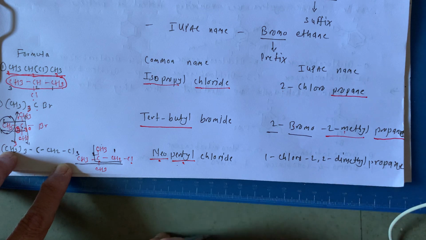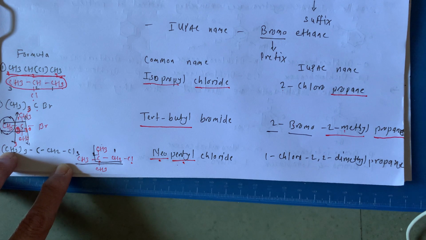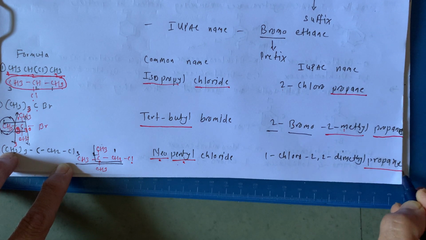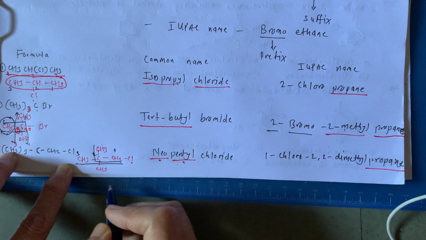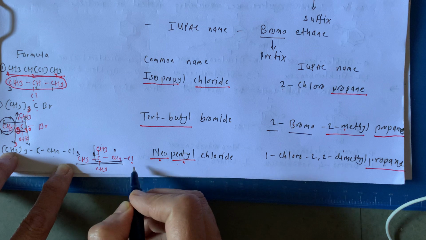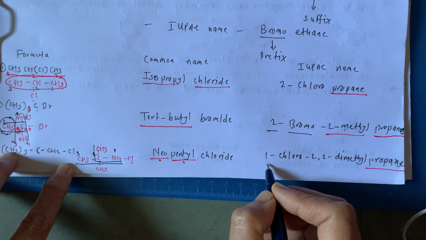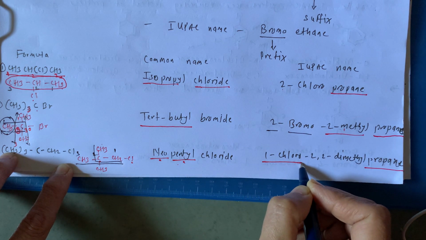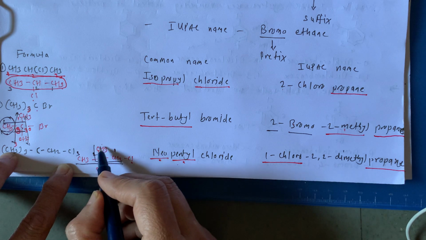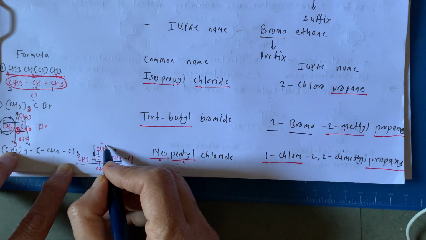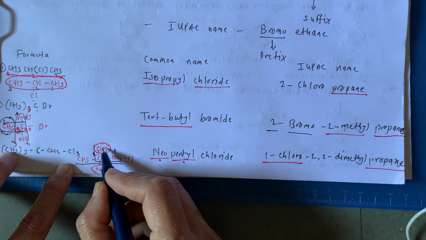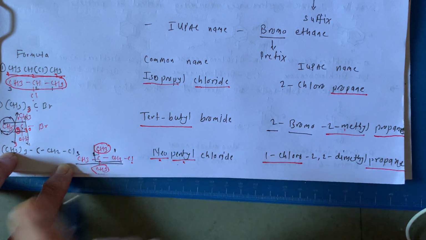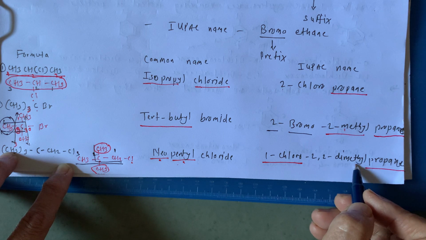So what is the parent hydrocarbon? Parent hydrocarbon is propane. Okay, now check where is the functional group. Functional group is here on the first carbon atom. So here it is 1-chloro. What is next? Next we have to give preference to the branches. There are 2 branches, this one and this one. So these 2 branches are the same. Same means this is the methyl group.